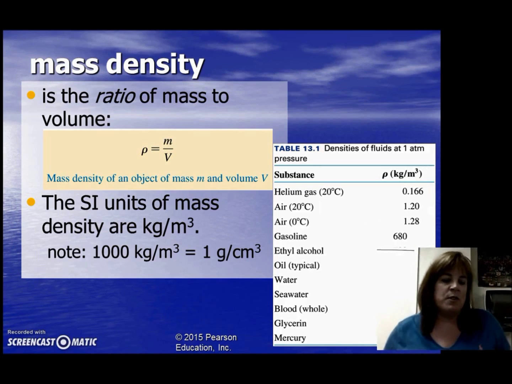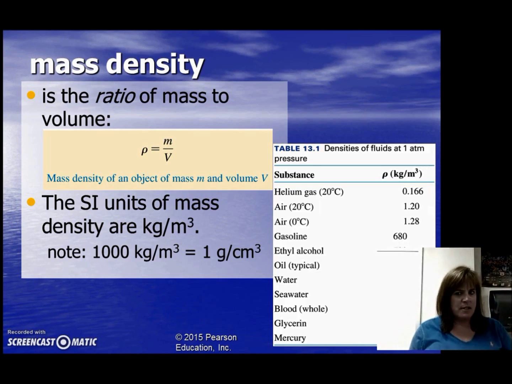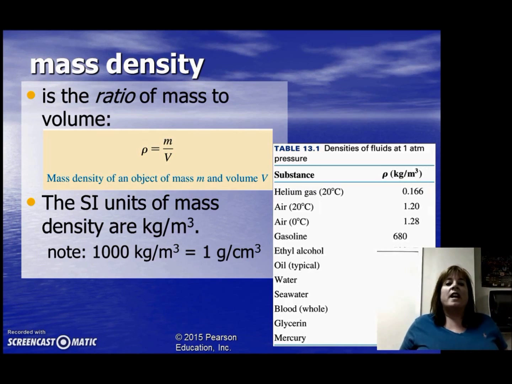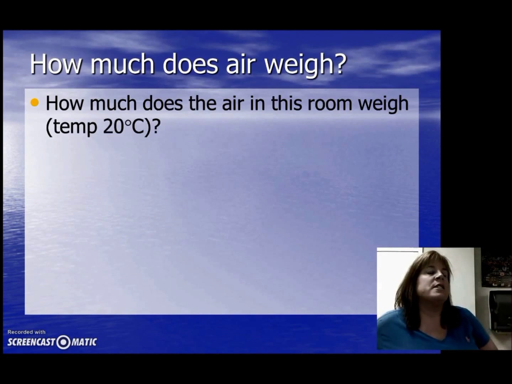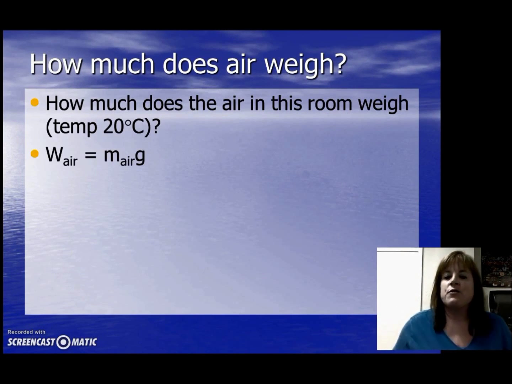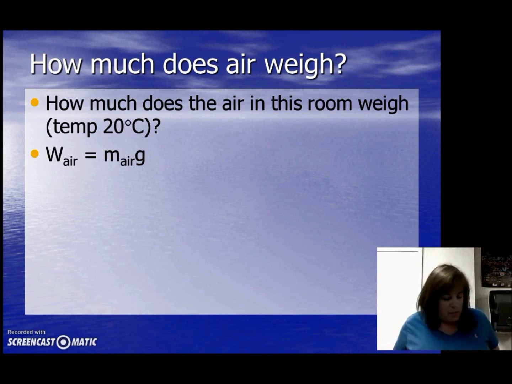But what else can we do with density? And how does this apply to fluids? Well, what if I want to know the weight of air in this room? In physics, we always need to know how much stuff weighs. Weight is mass times gravity, that's the force of gravity. And that's important, because when I build a structure, I need to know how much weight is going to be resting on the beams in the floor, to make sure the floor doesn't collapse.